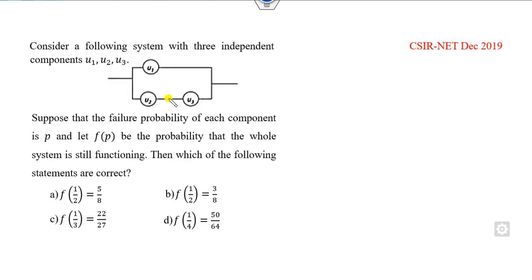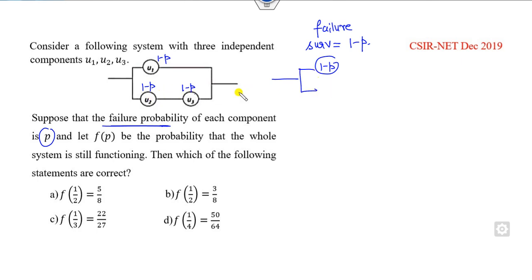Okay, look at this another one. Now again they are in the parallel. The failure probability is my P. Remember, this is my failure probability. So what is the survival probability? It is 1 minus P. It has 1 minus P. It has 1 minus P, and it is a series parallel. Now they are in the series. If you combine them, the probability of the series is 1 minus P square.